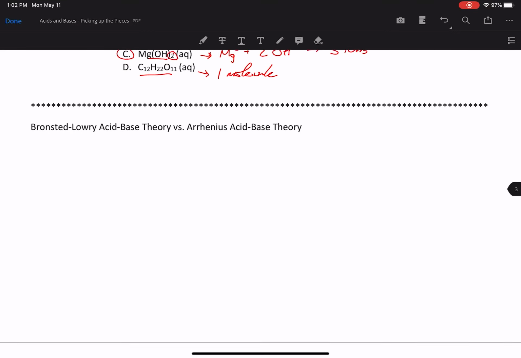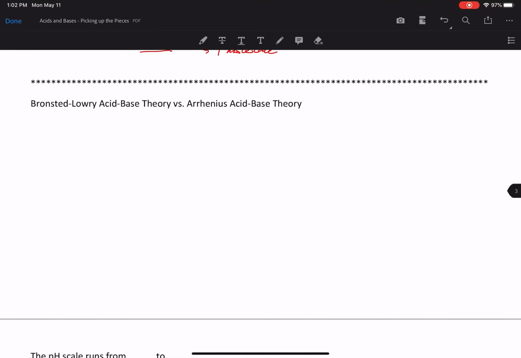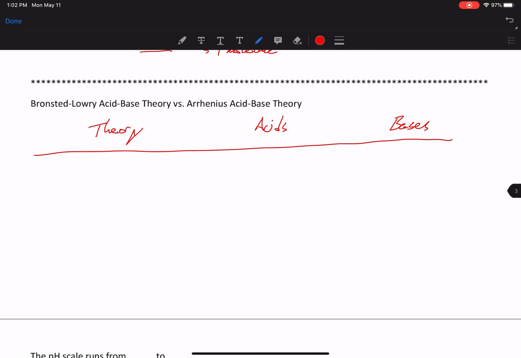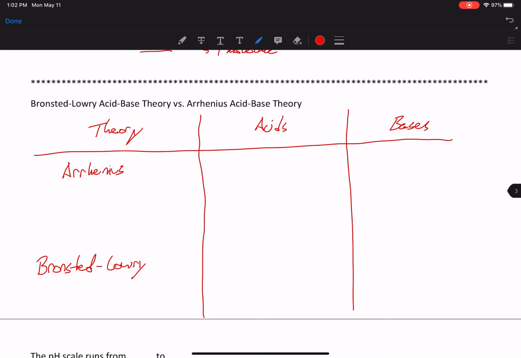All right, now let's talk about the Bronsted-Lowry acid-base theory versus the Arrhenius acid-base theory. So I usually make this chart. We have our theories. Both of them talk about acids. Both of them talk about bases. So let's just make a little chart here. Okay, so we have the Arrhenius theory. And we have the Bronsted-Lowry theory.